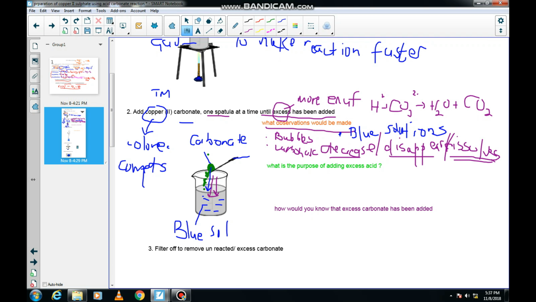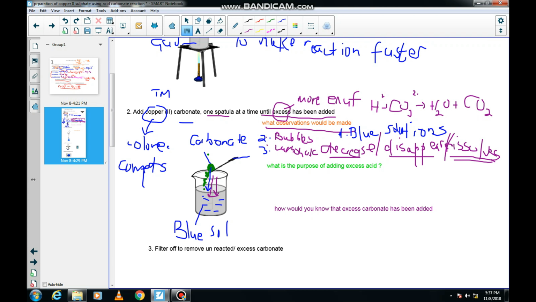So there are 3 observations here. The first one is that the blue solution will be formed. The second one is that bubbles of carbon dioxide will be produced. The third one is that the carbonate decreases in size or disappears or dissolves in the solution.